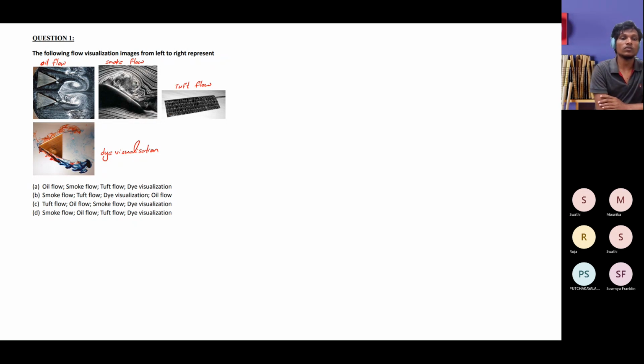And in the same way, dye flow visualization. So the correct option for this is oil flow, smoke flow, tuft flow, and dye visualization. Okay, so let's go to the next question.